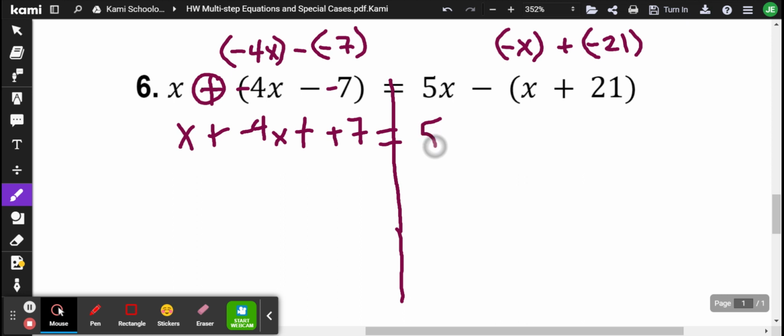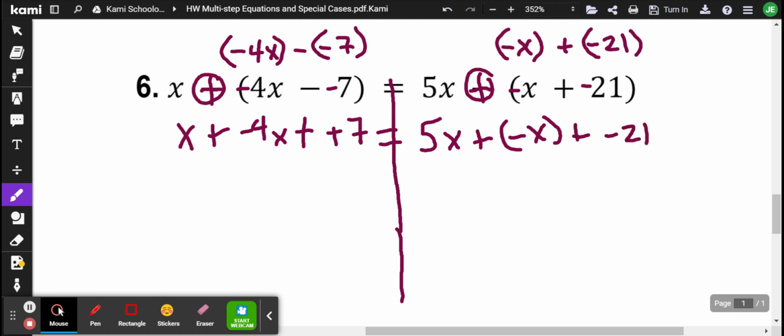Now we move over to the other side, 5x, and we're going to do the same thing over here. So this subtraction is going to go through the parentheses. So we make that negative and we make that negative. So instead of subtracting everything in the parentheses, we're going to add the opposite. So here we have negative x and we have negative 21.